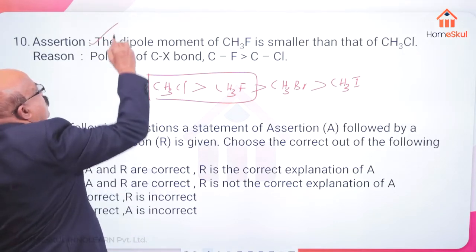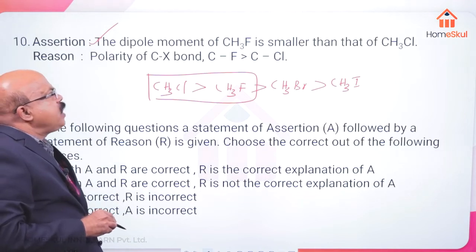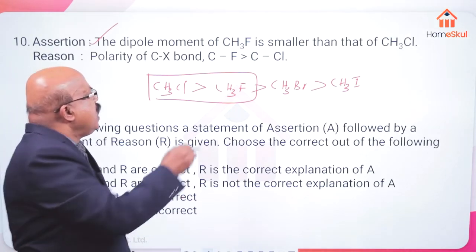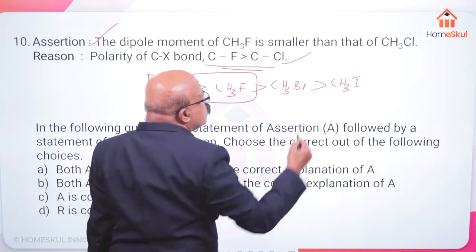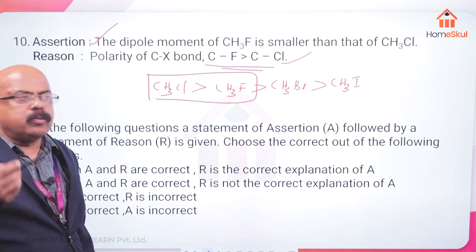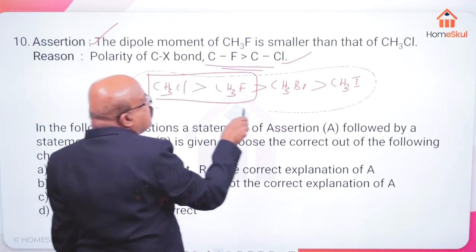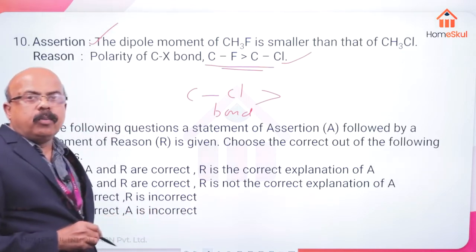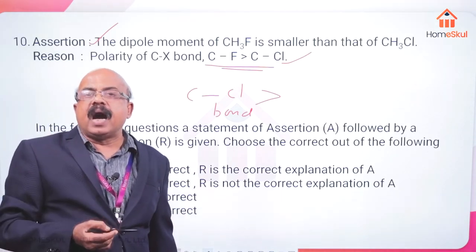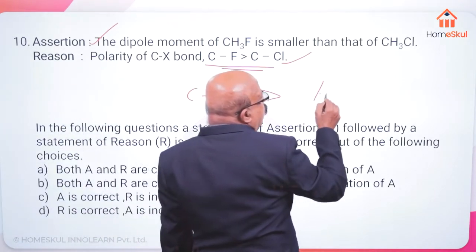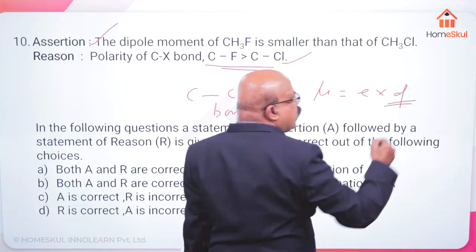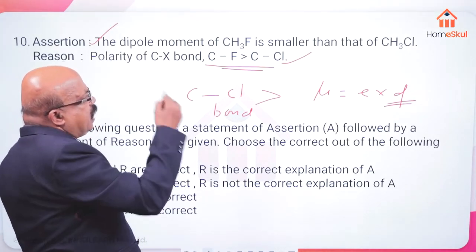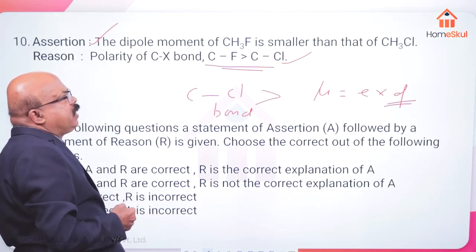That statement is correct. What is the reason? The reason given is the polarity of the carbon-halogen bond. The carbon-fluorine bond is more polar than the carbon-chlorine bond. That is also correct, but that is not the correct explanation. Here, methyl chloride has greater dipole moment because the carbon-chlorine bond is longer than the carbon-fluorine bond. Dipole moment mu equals charge times bond length. Because of that, CH3Cl has greater dipole moment than CH3F.